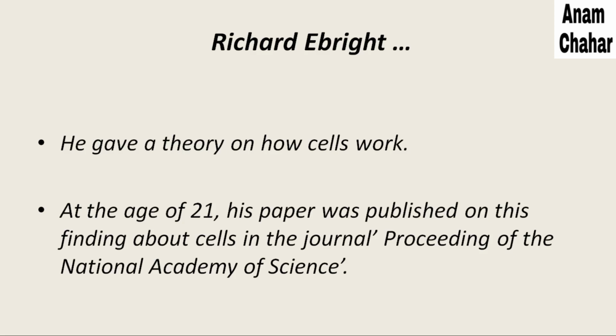Richard Ebright, the famous scientist who surprised the scientific world with his theory on how cells work. When Ebright was only 21 years old, he published a paper on this finding about cells in the journal Proceedings of the National Academy of Science. It's a very prestigious journal, and he did this with the help of his college roommate. It was a rare achievement for a young scientist like him.